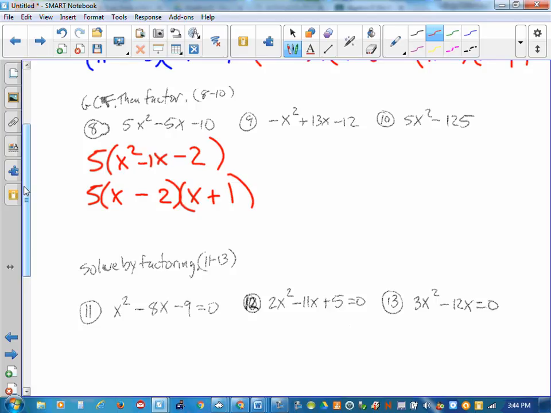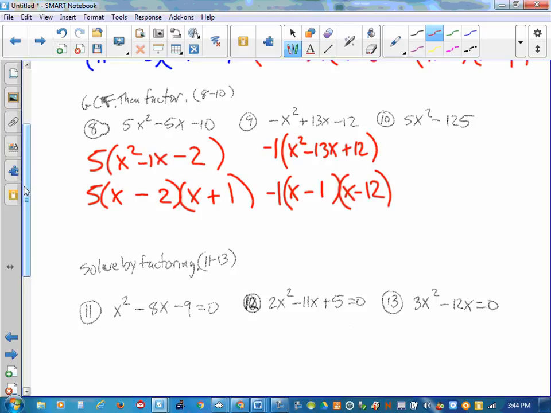Okay, the next one requires that I just take out a negative, so negative 1 goes in the front. So it's x squared minus 13x plus 12. That changes all of the signs, flippy signs. Negative 1 drops down. And again, I have the x squared business, so it's x and x. 4 and 3. Well, 4 and 3 would make 12 by multiplying, but 4 and 3 doesn't make 13, but 12 and 1 does. So minus 1 and minus 12.